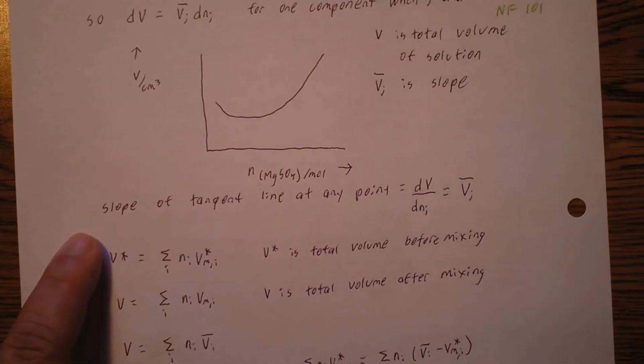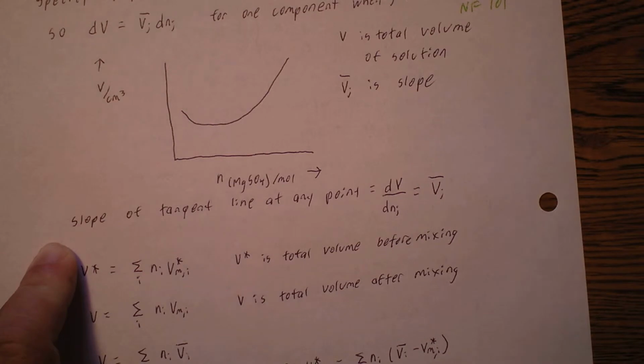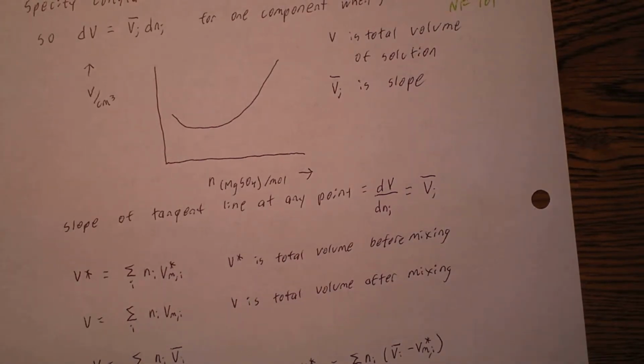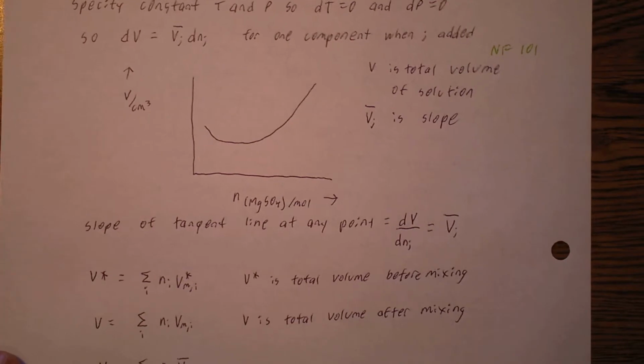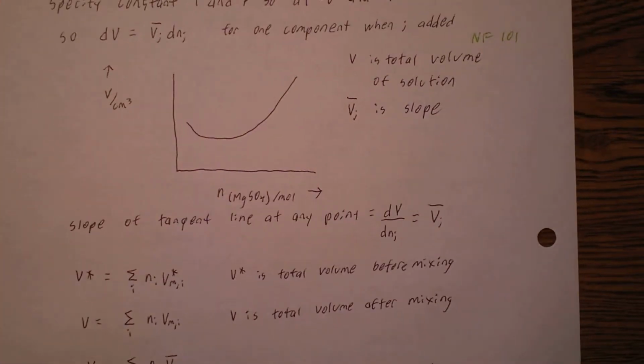So the slope of the tangent line at any point here is going to be the differential of the volume divided by the differential of the number of moles of substance J. So the derivative of volume with respect to the number of moles of substance J. And that's basically the partial molar volume of substance J.